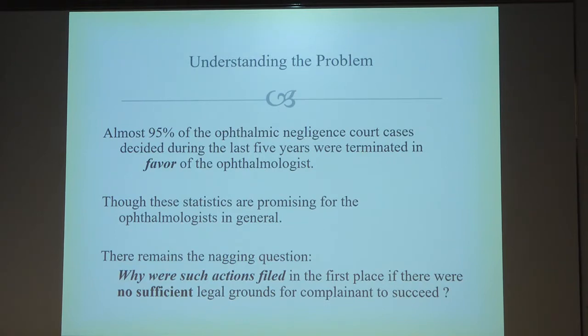So why this informed consent? What is the problem? Why have these informed consents cropped up? So almost 95% of ophthalmic negligence court cases decided during the last 5 years were terminated in favor of the ophthalmologist. So ophthalmologists won all the cases, 95% of the cases. The question arises, why were these cases then filed when there was no chance of the patients getting any relief from the court?